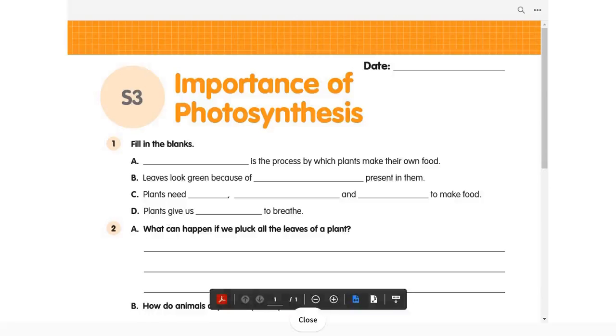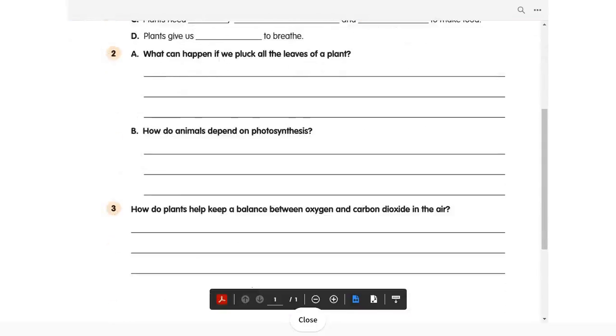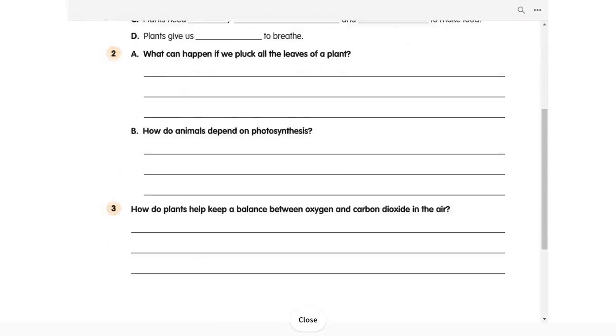Question number 2A. What happens if we pluck all the leaves of a plant? The answer is, if we pluck leaves, the plant will die as it will not be able to make food. Without leaves, the plant cannot make food, isn't it? So, the answer is, if we pluck leaves, the plant will die as it will not be able to make food.